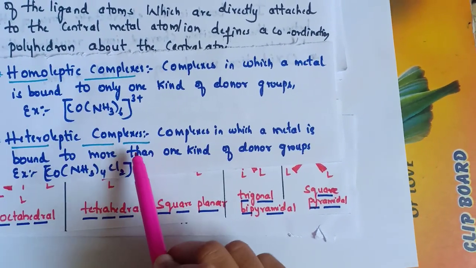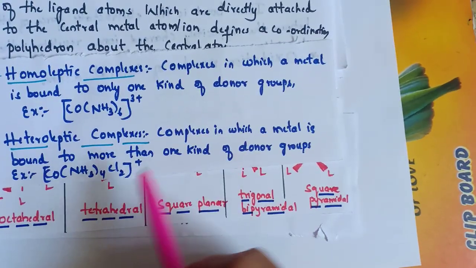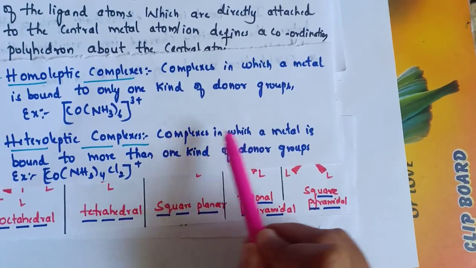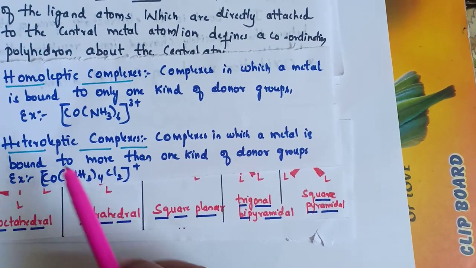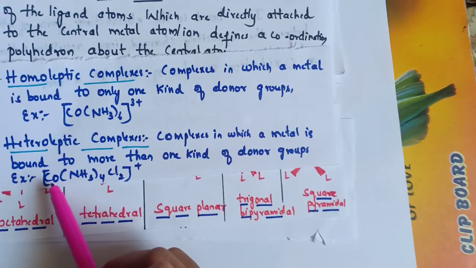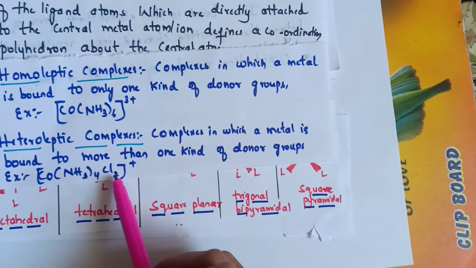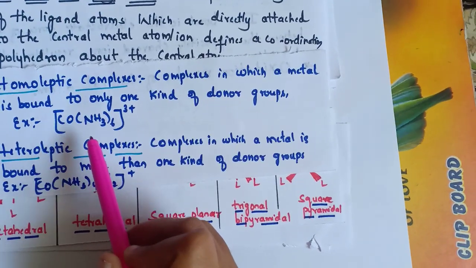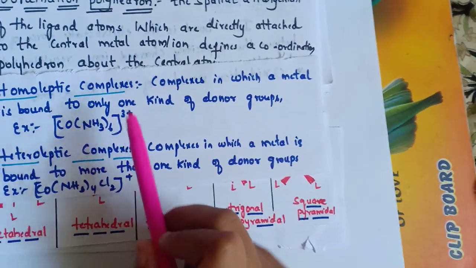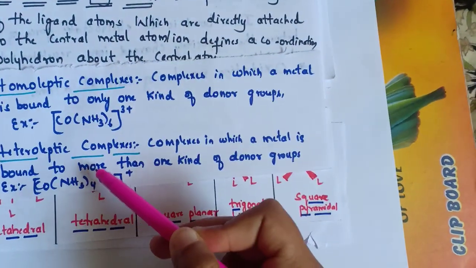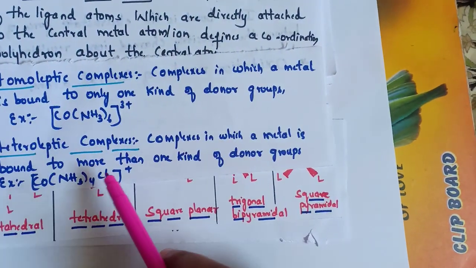In heteroleptic complexes, the metal is bound to more than one kind of donor groups or ligands. The donor groups are called ligands. Here [Co(NH3)4Cl2]: the Co is bonded to NH3 and Cl. But in the homoleptic complexes only the Co is bonded to NH3. It is bonded to only one kind of donor atoms, but in the heteroleptic complexes the metal is bound to more than one kind of donor atoms. It is called heteroleptic complexes.